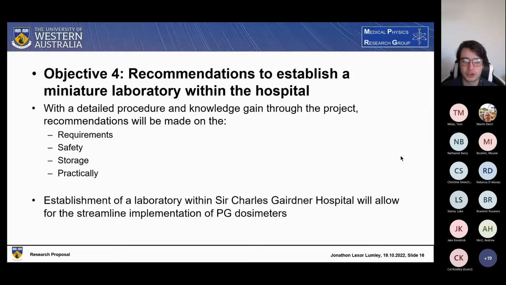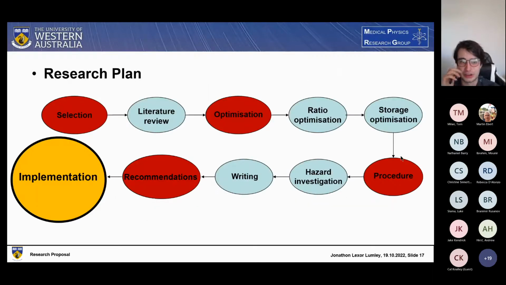These recommendations will go into establishing a laboratory within Sir Charles Gardner Hospital, and if we can establish this, it will allow for the streamlined implementation of the gel dosimeters, because they'll be easy to make. We could store them at the hospital. And then finally, to summarize, I've got my research plan. So I'll just go over it again.